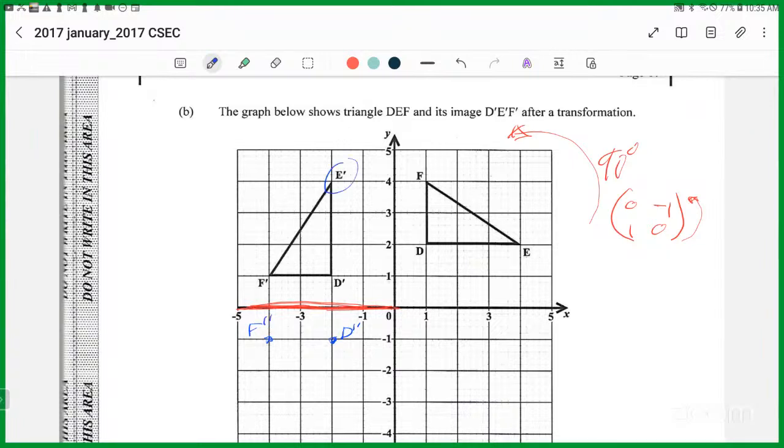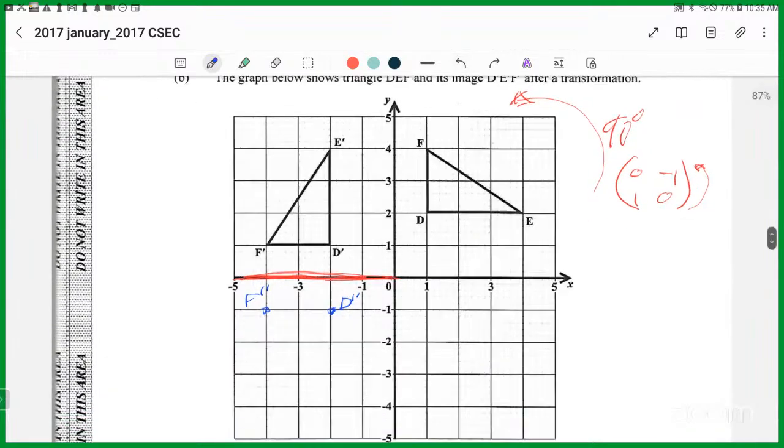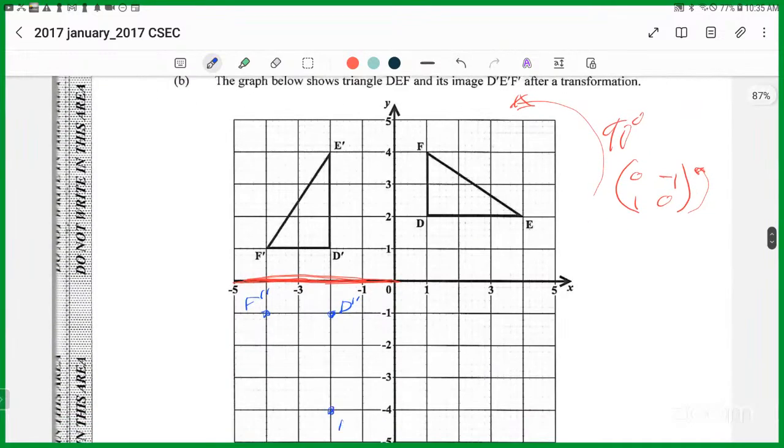Then E. E is 1, 2, 3, 4 units from the mirror line. It's going to go 1, 2, 3, 4 units on the other side out to -4. So it's coming over here. That's E double prime. I know that 3 points are in place. You simply draw the triangle, join the points with straight lines. Use the ruler and draw that triangle.